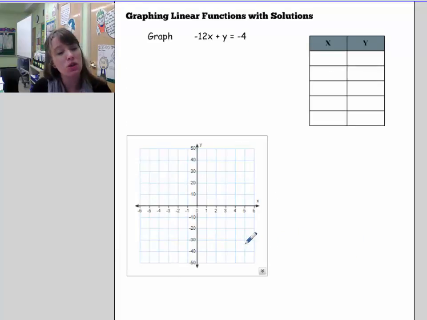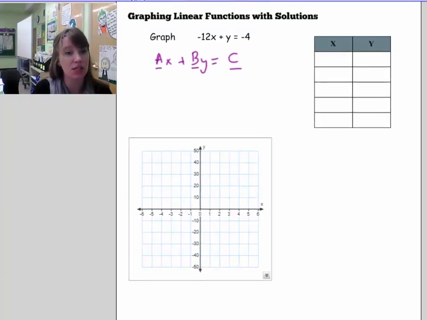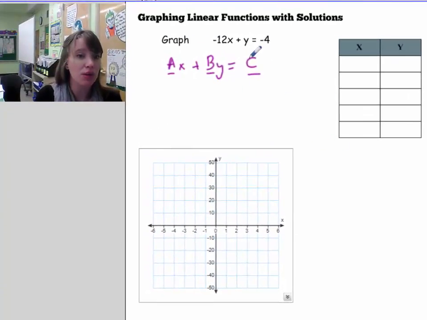All right, so when we have linear equations, we're going to talk about graphing them, and I know we've talked about this before, but let's look at the standard form of the equation. If we recall, it's ax plus by is equal to c, where a, b, and c are standing in for numbers. So in this case, I don't see a b in front of my y, so I'm going to put a 1 there.